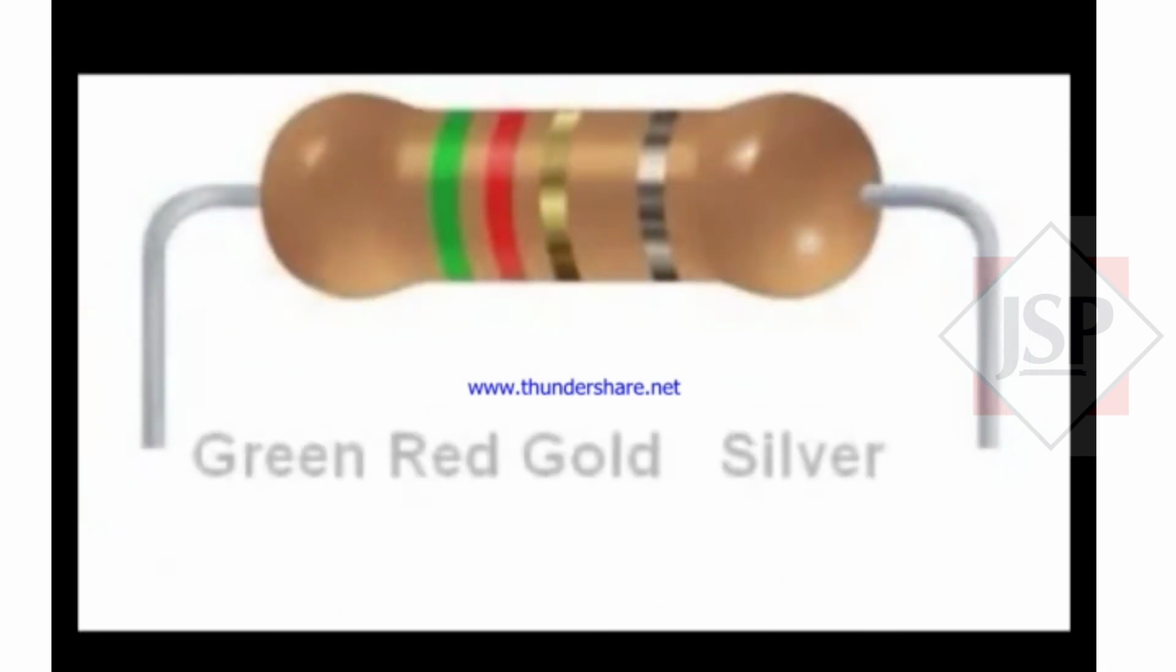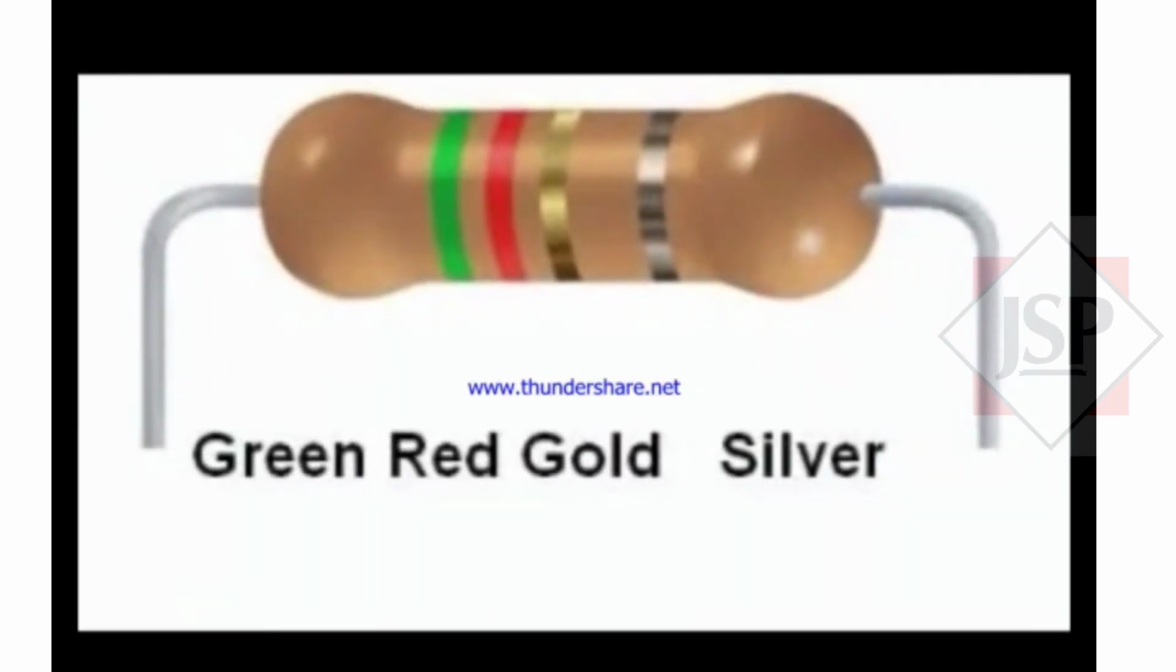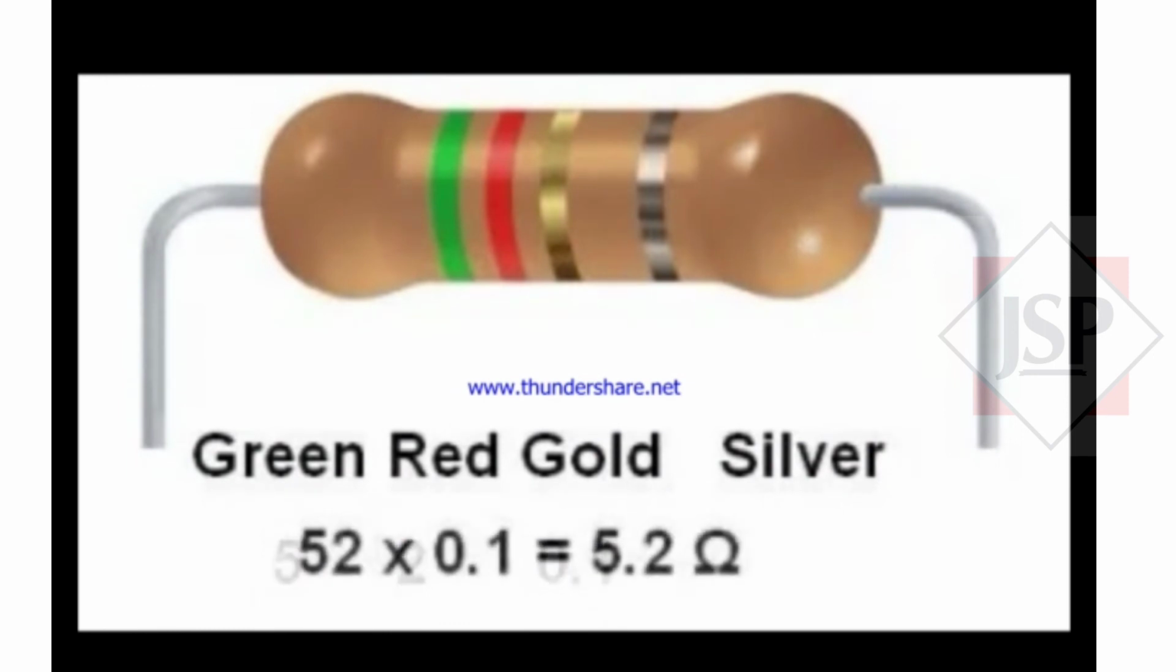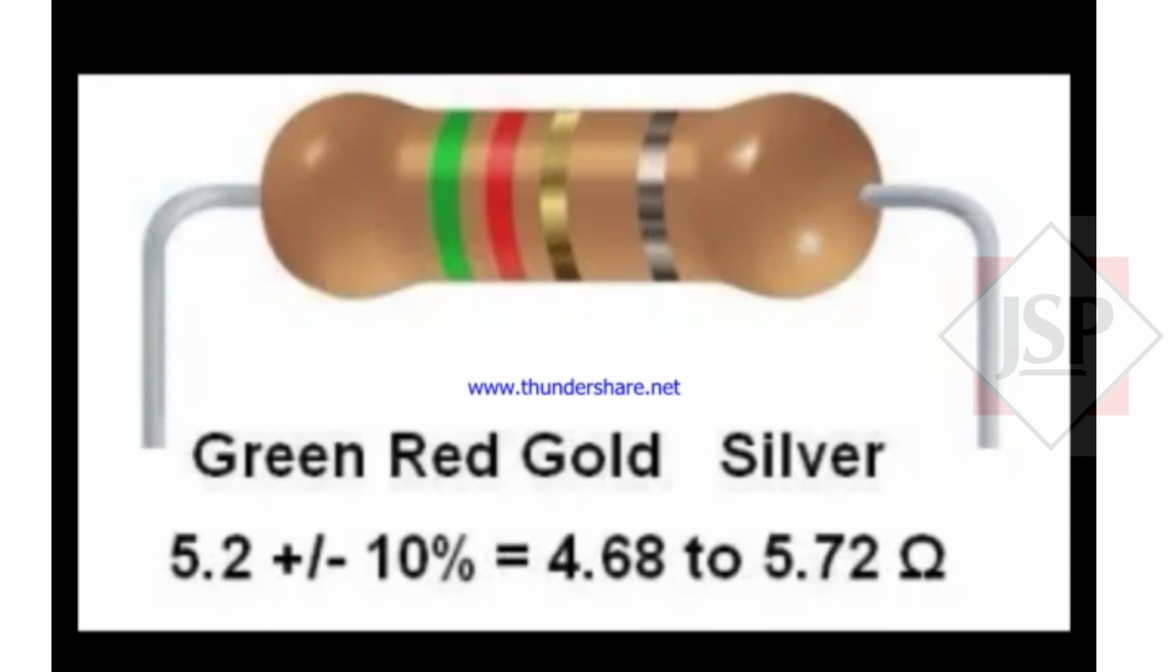Here is another 4-band resistor with low valued resistance. Its colors are green, red, gold, silver. Green is 5, red is 2, gold in the third band is a multiplier of 0.1. So the code reads 52 times 0.1, giving a nominal value of 5.2 ohms. The fourth band is silver, so this is 10%. 5.2 plus or minus 10% gives us a range of 4.68 to 5.72 ohms. Therefore, to be called a 5.2 ohm resistor with a tolerance of 10%, the actual value must fall between 4.68 and 5.72 ohms.